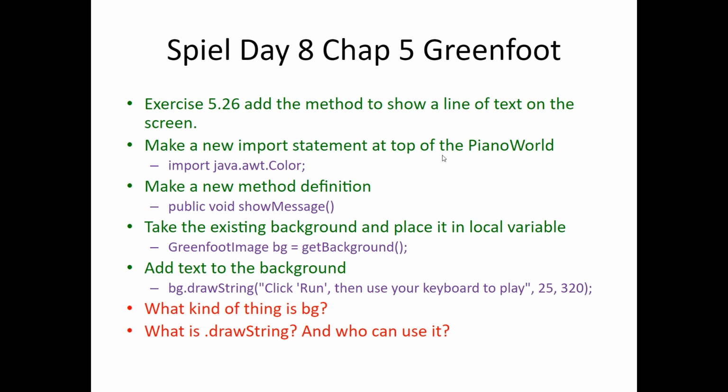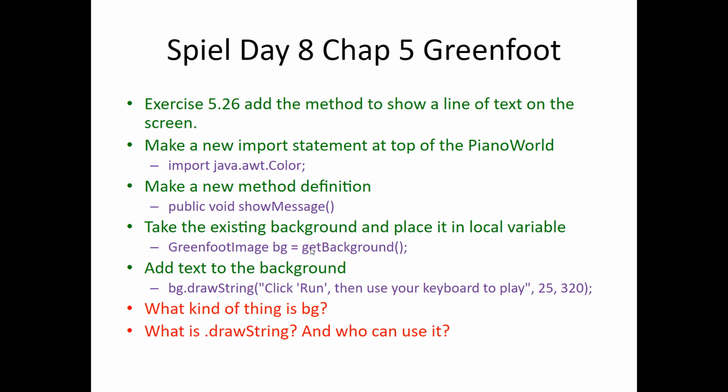So you're going to open up the piano world. And at the very tippy top, maybe the second line, you're going to say import java.awt.Color. Okay, add this line in there. That allows us to use the color. Then we're going to create a new method definition, something like public void showMessage, parentheses, enter, opening curly brace, closing curly brace.